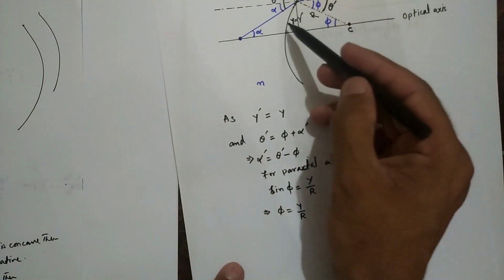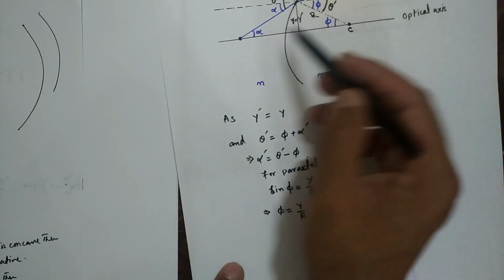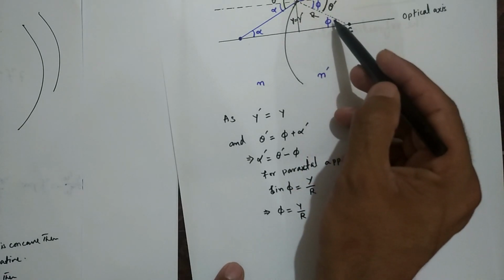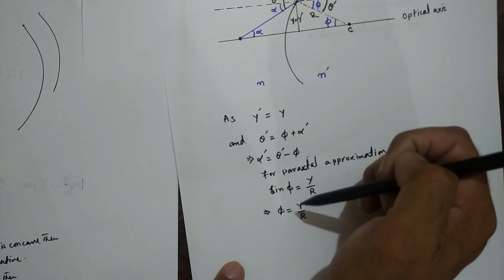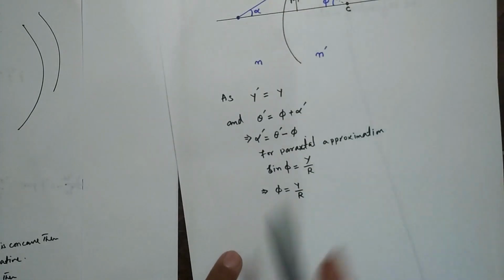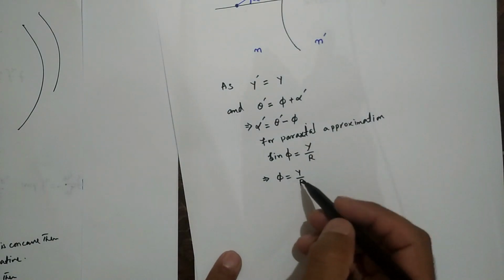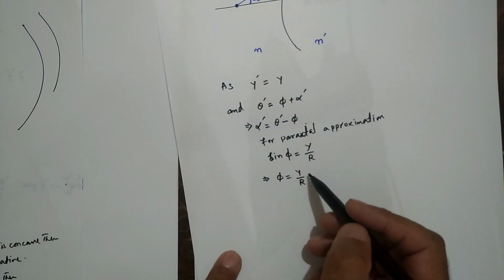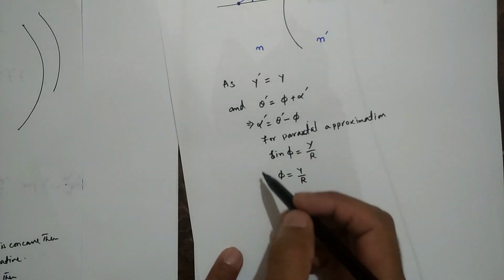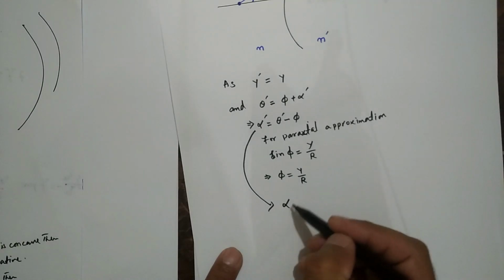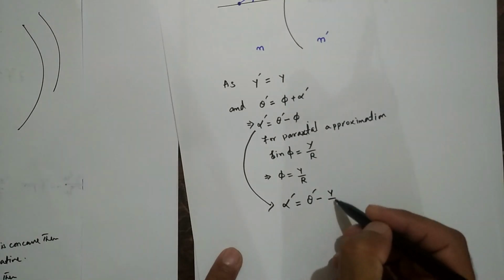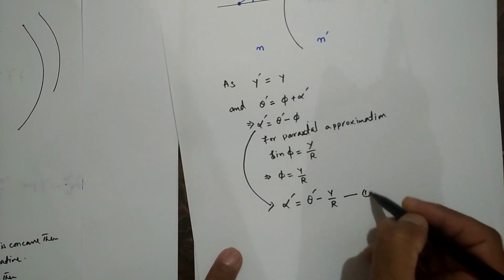That means that if alpha is small, then phi will definitely be smaller. For a small angle, the sine of the angle is approximately equal to that angle. So if we substitute this value in that equation, alpha prime is equal to theta prime minus y upon r. Let this be equation number 1.